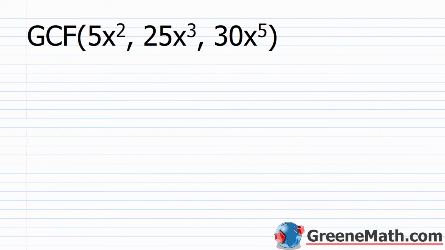So for example, let's look at the greatest common factor for 5x squared, 25x cubed, and 30x to the fifth power. So what am I looking at here? Well, I'm going to think about the number parts. I have a 5, I have a 25, and I have a 30. I don't need to go through and factor that.